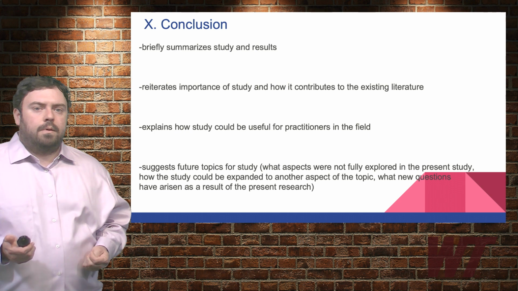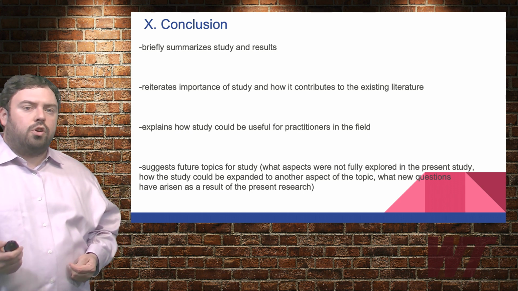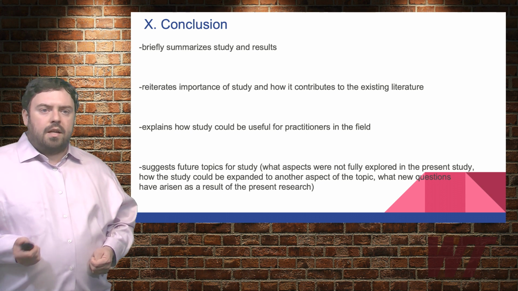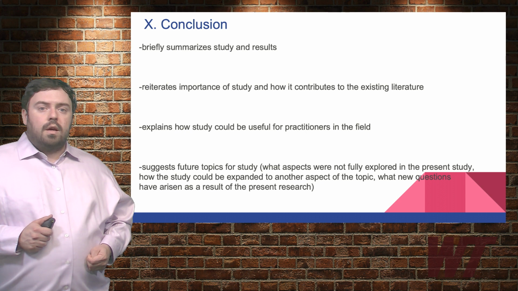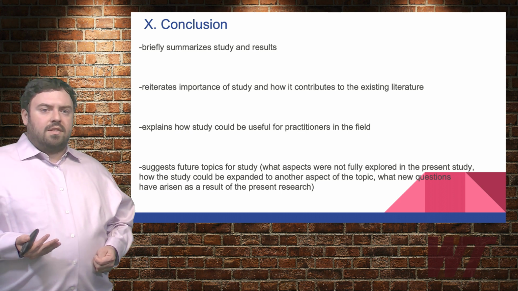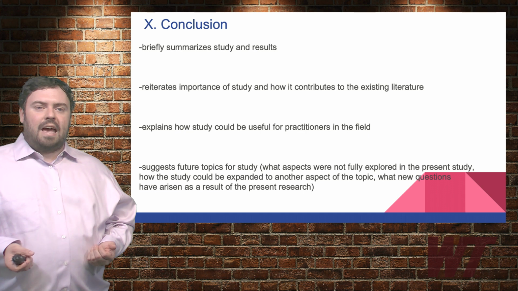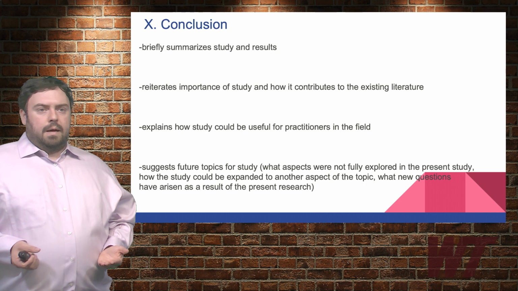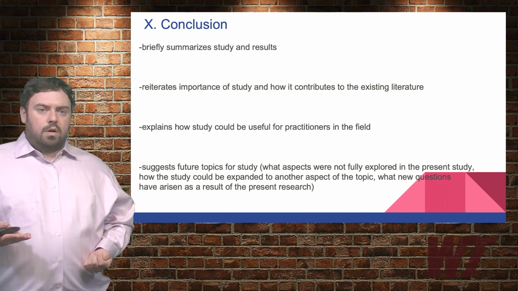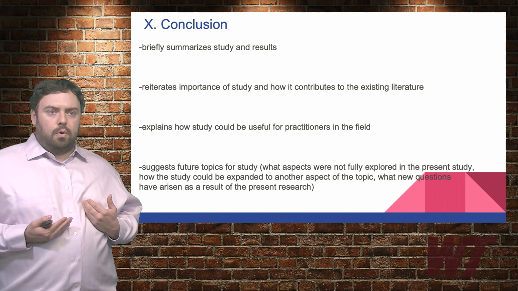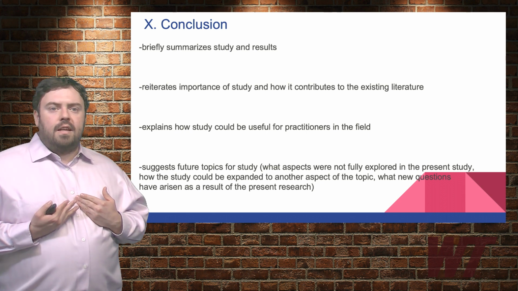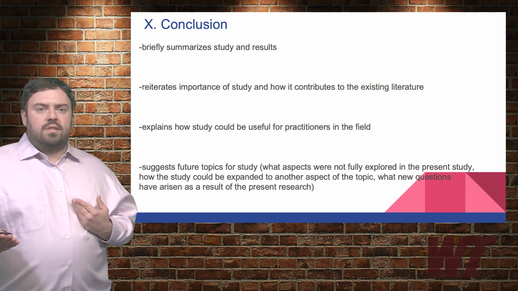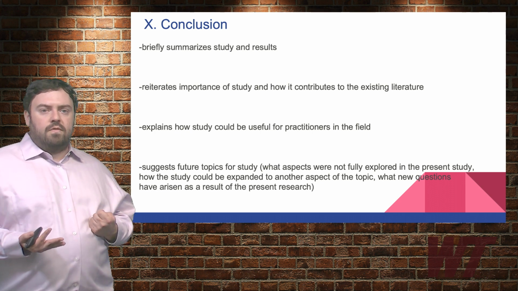The last part of your paper will be your conclusion section. In your conclusion section, just like a conclusion for a general essay, you want to summarize your study and your results. You want to summarize it in a slightly new way. You don't want your conclusion to match your introduction or your abstract. You do also want to explain in new words why this study was important, how your findings and your study contributed to the existing literature, and how this study could be beneficial for practitioners in the field.